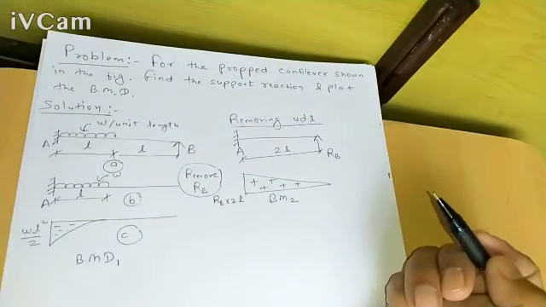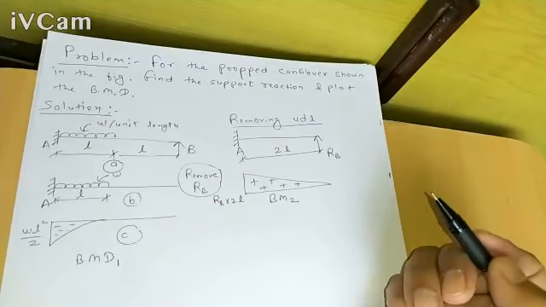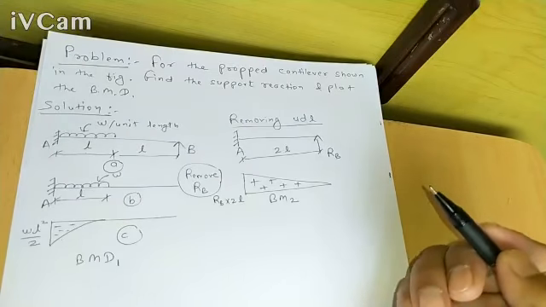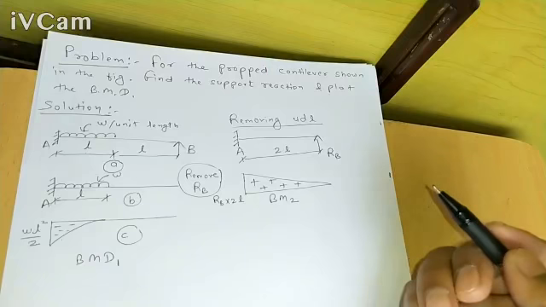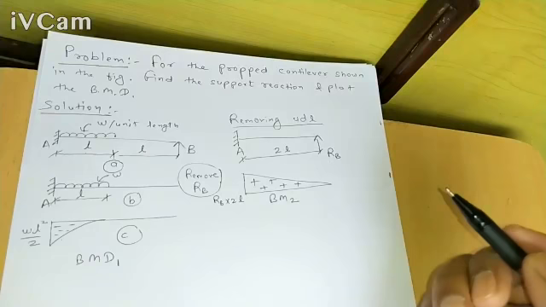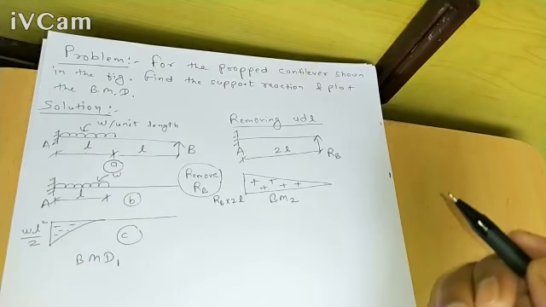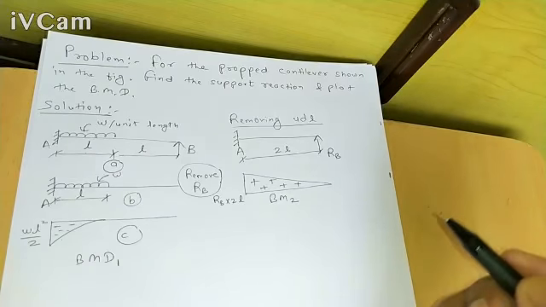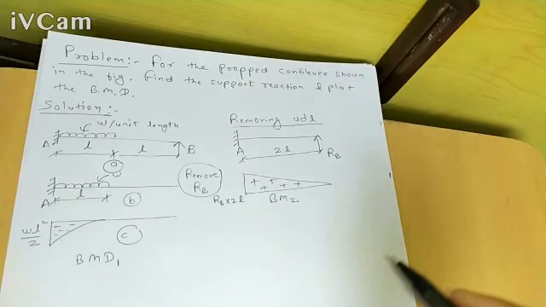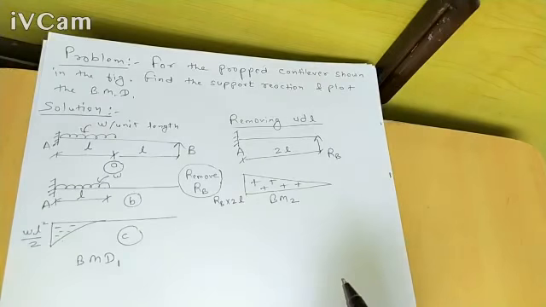And now what is to be done? You have to simply add those two, BMD1 and BMD2. If you add them, what will you get? You will get this positive part here. Let us consider this positive part is this one. And you will get the negative part like this.